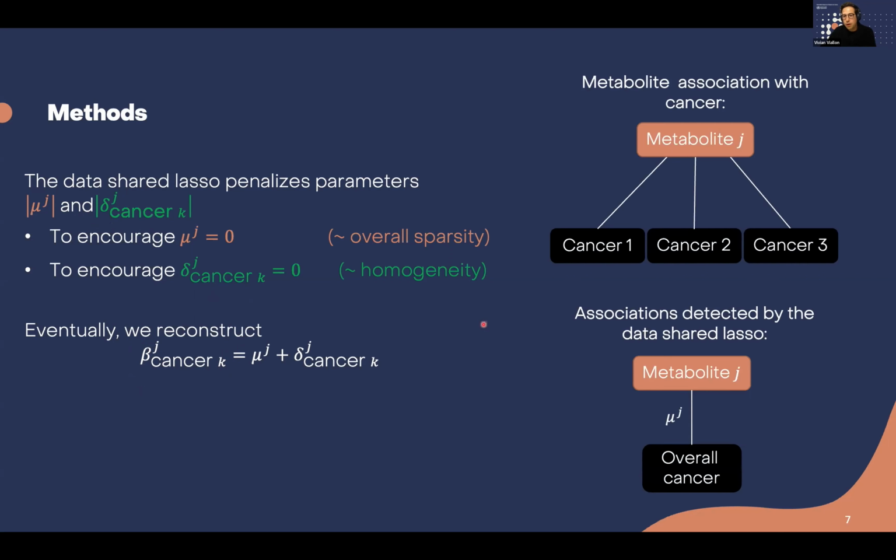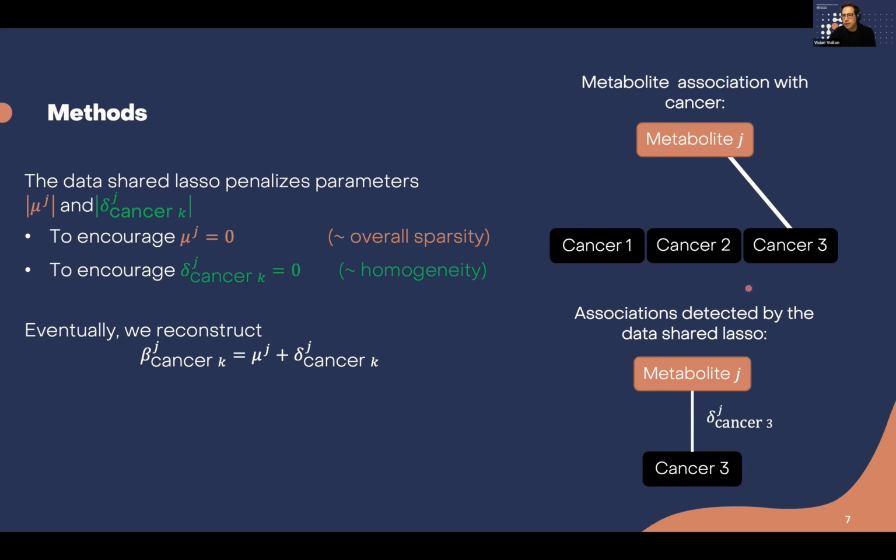So if we go back to our toy examples, in this first scenario where the metabolite has the same level of association across the different cancer types, then the data shared lasso should be in the position to identify that the overall association with cancer is non-zero for this particular metabolite, while the different type-specific deviations should be zero. And so in this setting, the data shared lasso would mimic the situation where we would simply pool the data and ignore cancer type, which is, of course, the optimal strategy in this case.